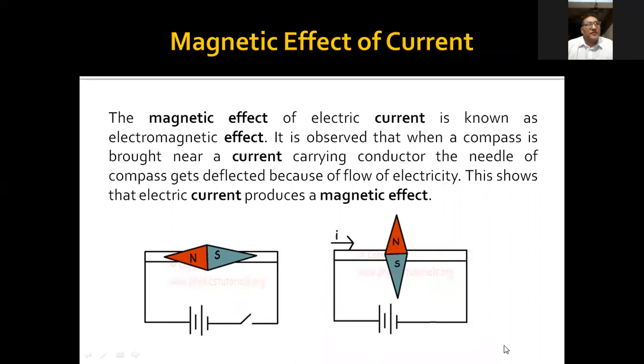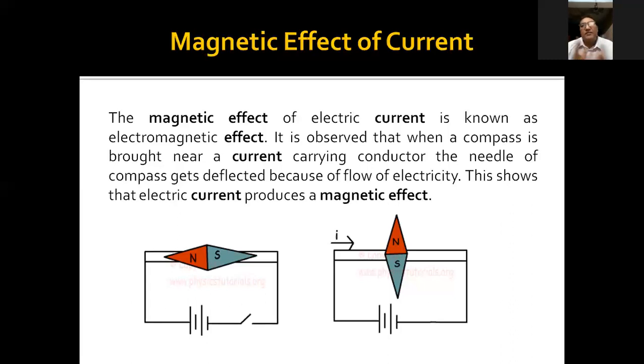The magnetic effect of current. We have learned that whenever charges move, a magnetic field is created around them. We'll study this in the last chapter. In this chapter, we are going to concentrate on the current. If you have a conductor and current is flowing through that wire, what will happen? When the current flows through the wire, a magnetic field is created around it.